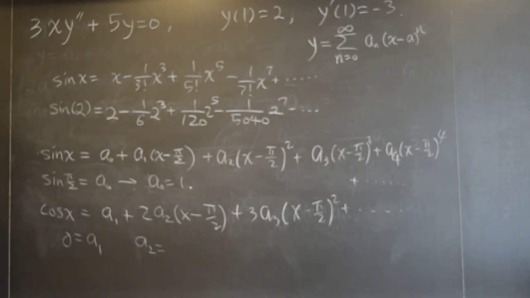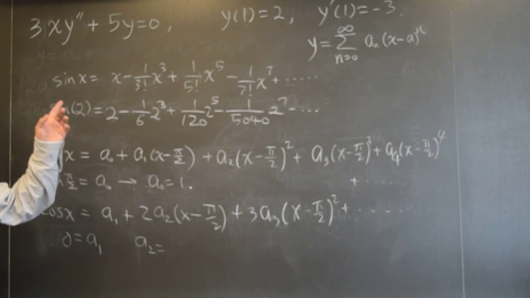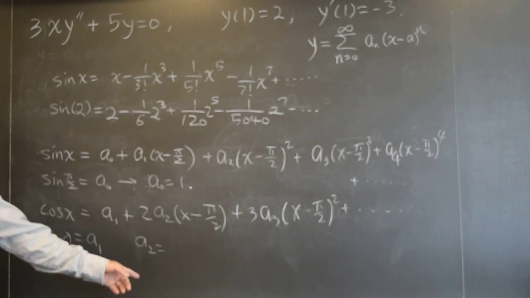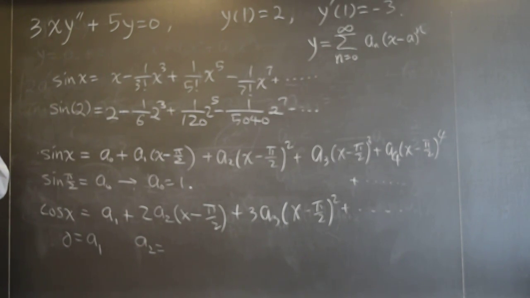Now how would you get a2 then? Differentiate again, and you plug in. So differentiating cosine gives you negative sine. Negative sine of pi over 2 is negative 1. So a2 is negative 1?